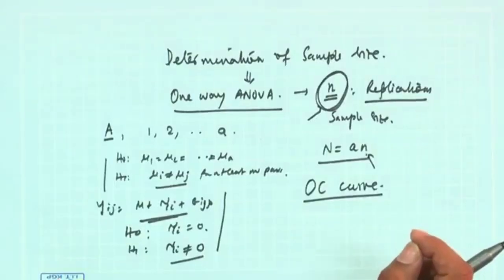Last lecture, in part one of determination of sample size, what we have learned is, given a single population and two population case, how to compute sample size using two approaches, confidence interval framework and hypothesis testing framework. In the hypothesis testing framework, we showed you the operating characteristic curve or OC curve, where beta versus n or d, or 1 minus beta versus n or d, was plotted. And we will see similar kind of things in ANOVA.